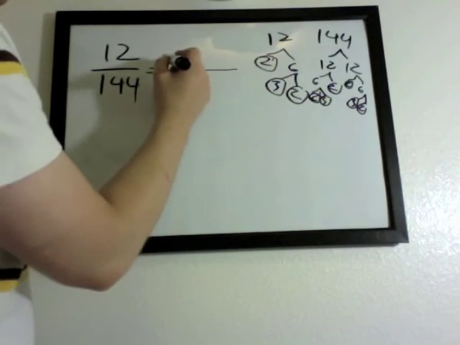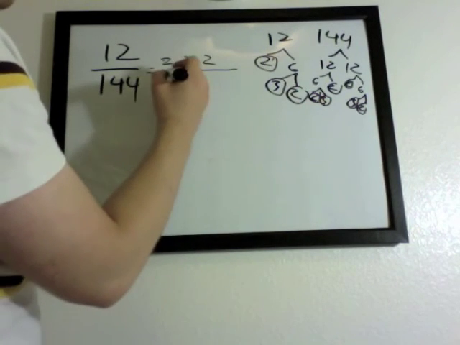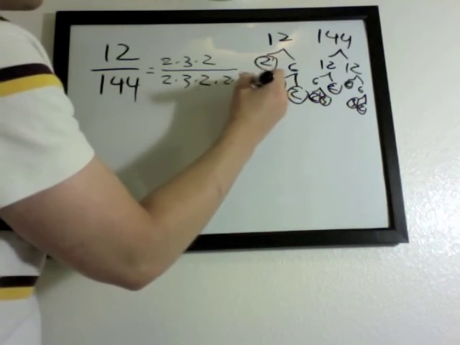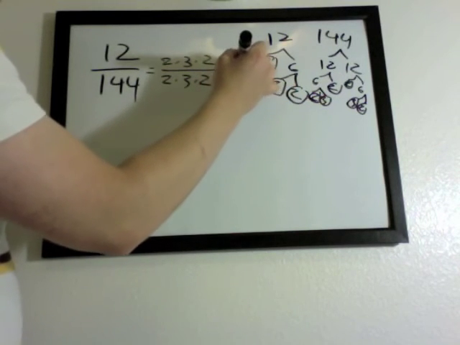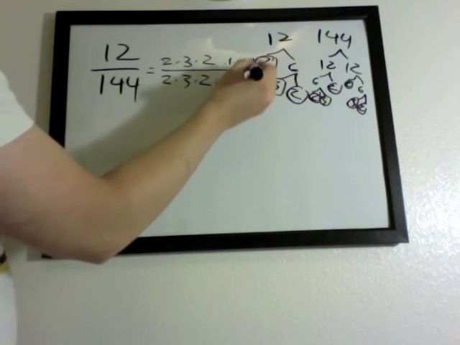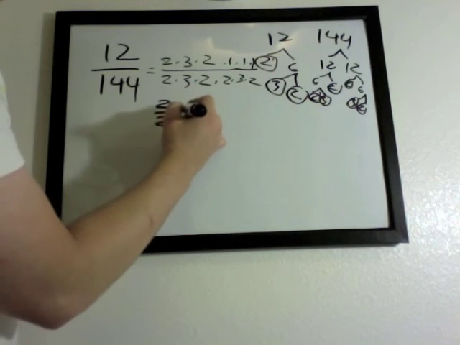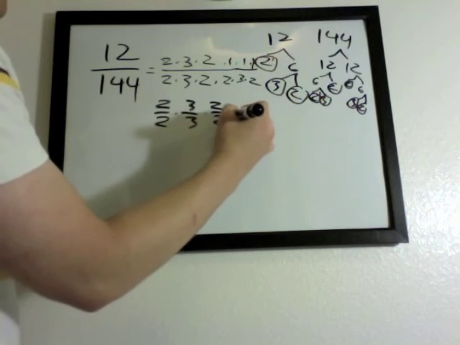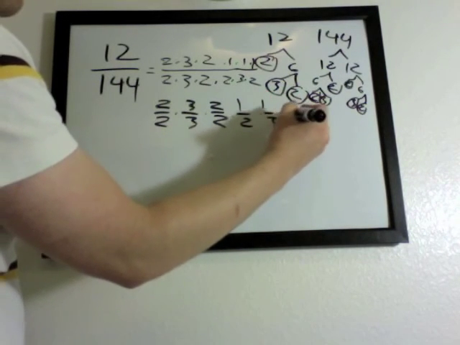Put all these ones on top. 2 times 3 times 2. Put all those ones on bottom. 2 times 3 times 2 times 2 times 3 times 2. And if they don't have pairs or matching up, you just times it by 1 on top. So this is 1 over 2, 1 over 3, 1 over 2. This is the same thing if you broke this up as 2 over 2 multiplied by 3 over 3 multiplied by 2 over 2, multiplied by 1 over 2 multiplied by 1 over 3 multiplied by 1 over 2.